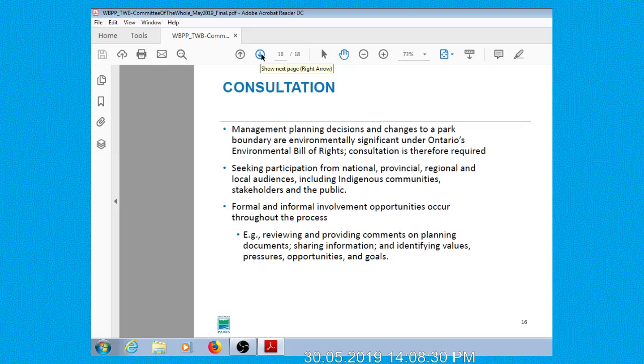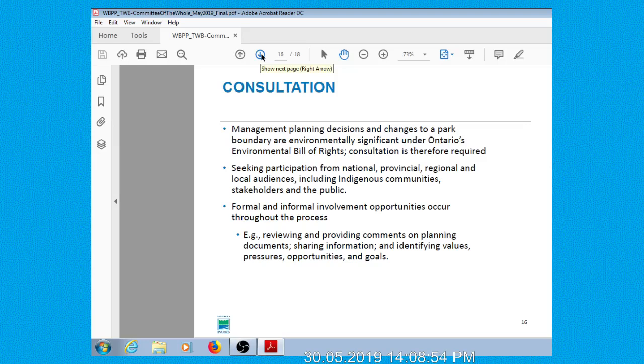Those involvement opportunities can occur informally and formally. We meet with people all the time. In formal settings, we do public consultation by posting on the Environmental Registry of Ontario and other ways. People can participate by looking at draft planning documents, providing their input, looking at park boundary options, sharing information. If we've missed something, if we don't know about something, we want to know about it.